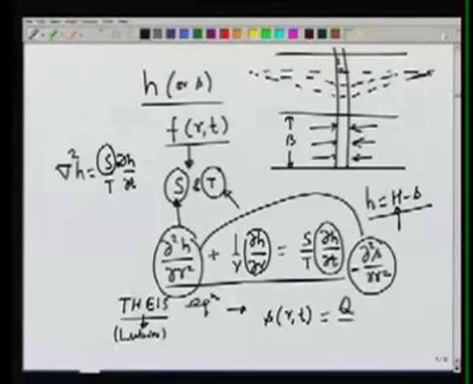The Q is the pumping rate. As before, we assume that Q is a constant. And Theis introduced a function which is called the well function. So we will now look at what is u and what is W(u).